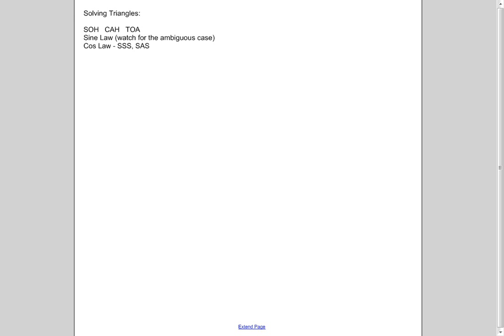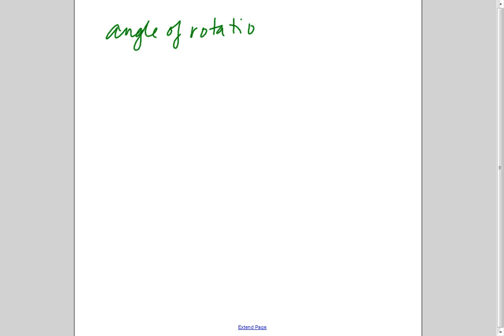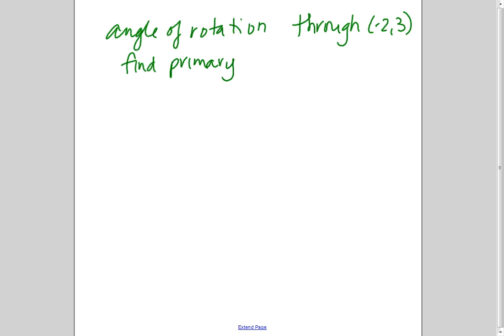We also did, you know what, I'm going to add a slide in here. Something that we did was something like an angle of rotation through a point. So if you had an angle of rotation through the point minus 2, 3, find the three trig ratios, and find theta.